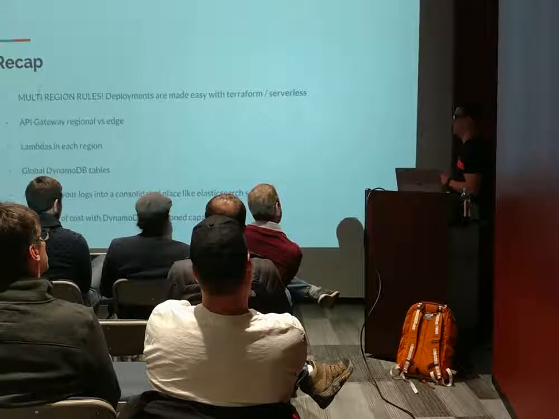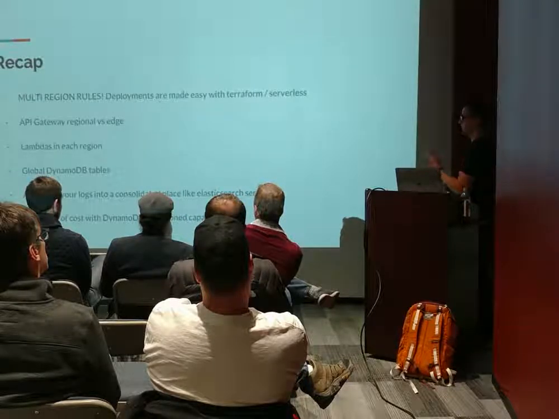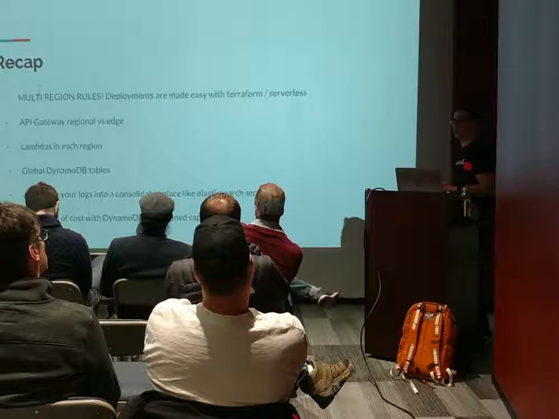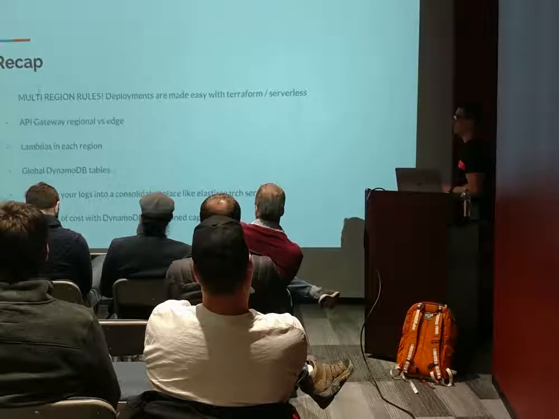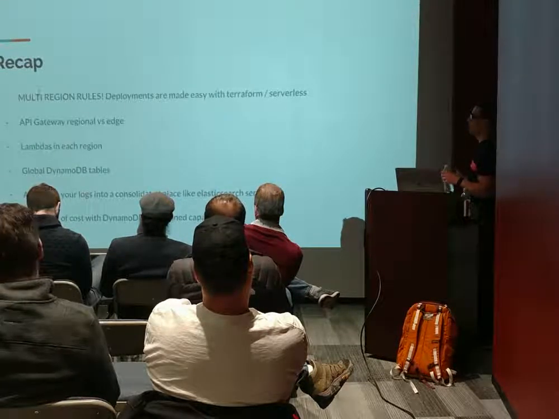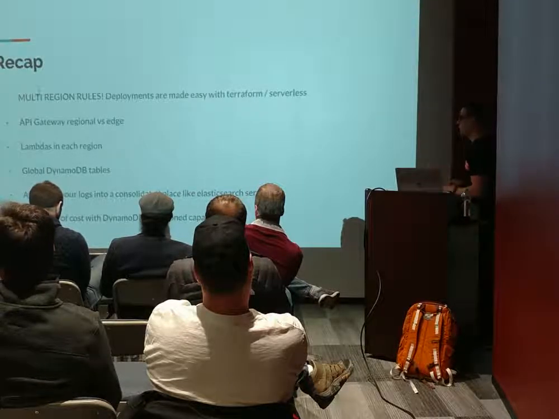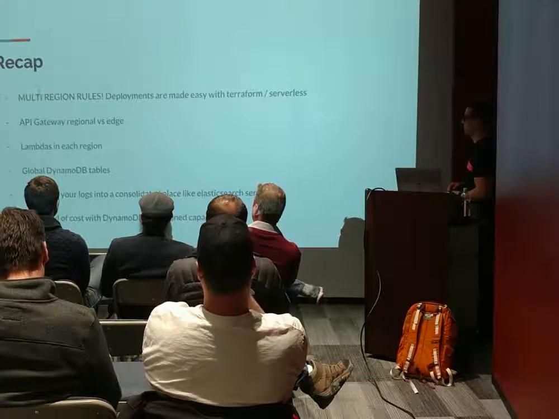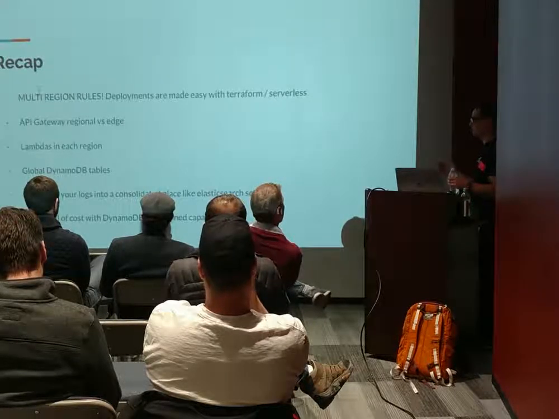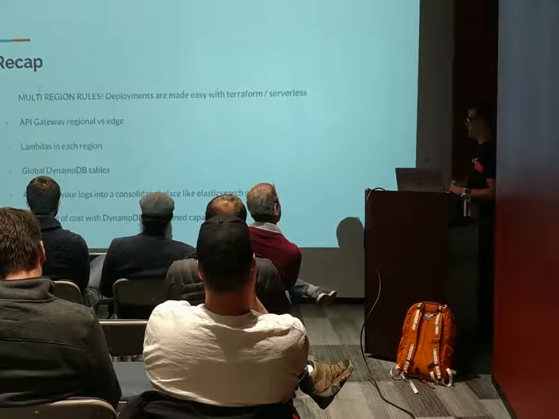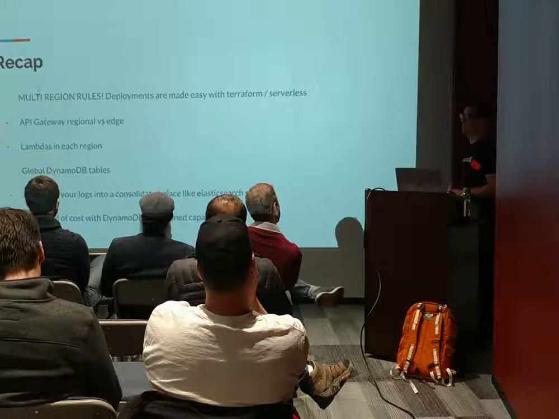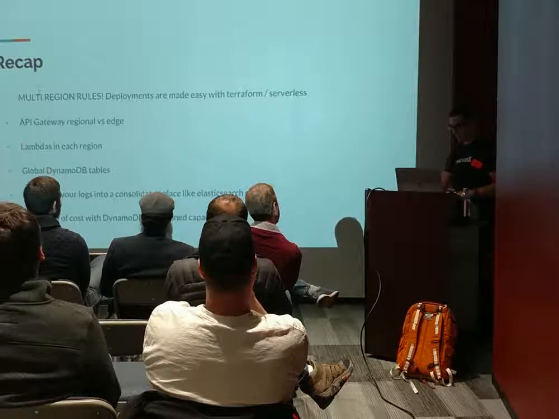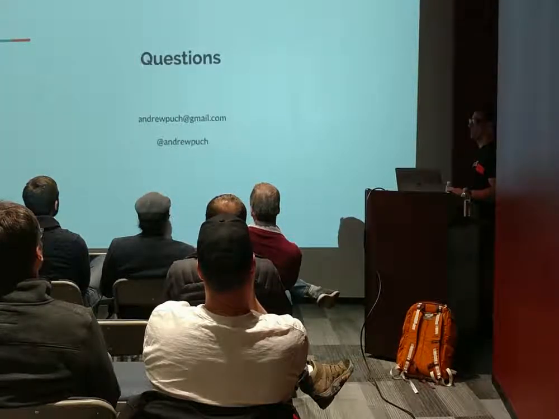It's easy to get it out at each location. And then API Gateway, regional versus edge, just depends on the use case. If you want to do regional, you have a little bit lower latency versus at the edge. Depends on how multi-region you want to go. Lambdas can be deployed at each region. Global DynamoDB tables. Aggregate your logs in Elasticsearch like I showed you. And then the only thing to be careful of is the DynamoDB cost, because that can add up when you're not paying attention.